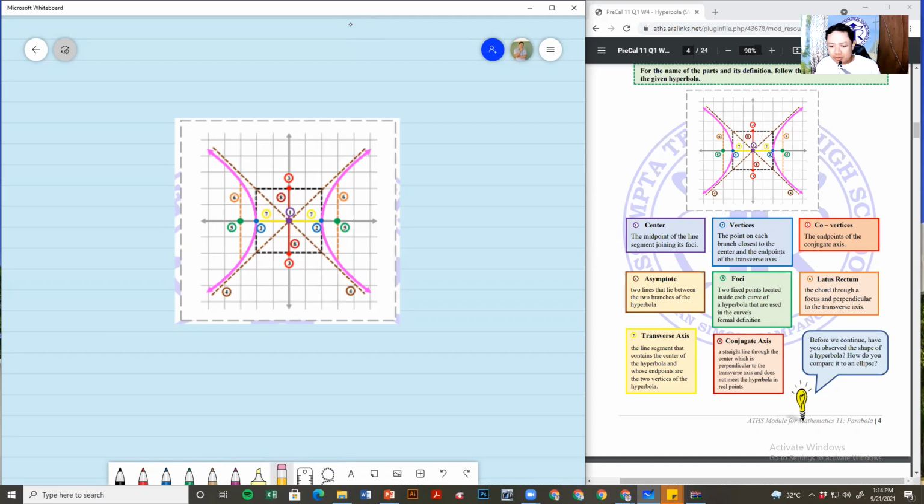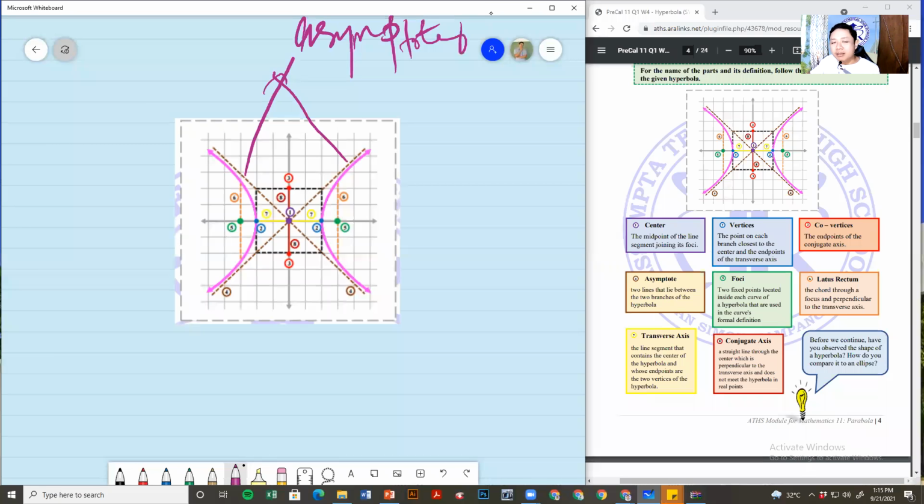Are you familiar with the word asymptote, by the way? Show a reaction in our chat box to see if you have any idea about asymptote. Okay, only 1, 2. The rest, no reaction, simply means they are not so familiar with the asymptote. Okay. So asymptote is this broken line. These are the 2 lines there. These brown lines. These 2 broken lines are called the asymptotes.